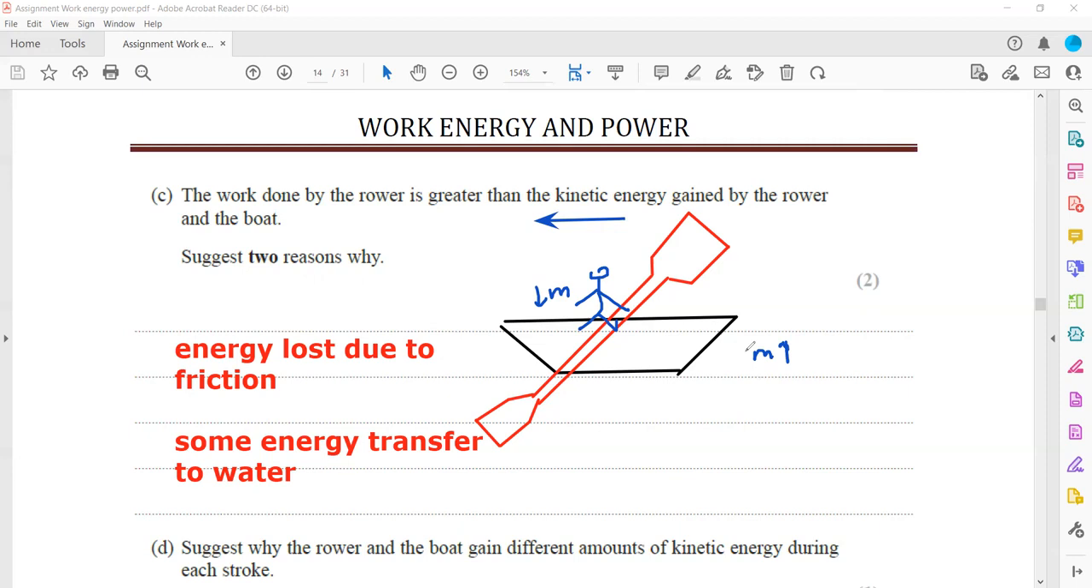So the answer here: why do they get different kinetic energies as they're moving with the same speed? The person, or rower, is inside the boat. So they are moving with the same speed. So why is the kinetic energy different? Because the mass of a person is smaller than, or different from, the mass of the boat.